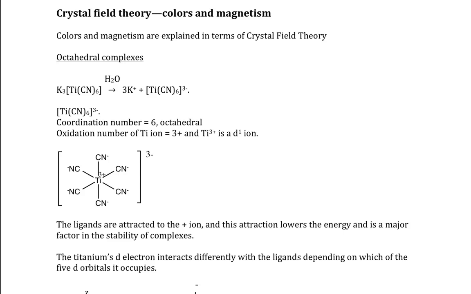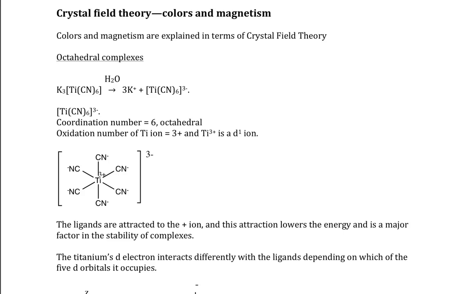The CN- is a monodentate ligand. There's 6 of them, no other ligands, so we know that the coordination number is 6. So we know, well, it's octahedral. The oxidation number, or charge or state of the titanium ion, must be 3+ because that overall complex is 3-. There are 6 CN-, so that means the titanium must be 3+.